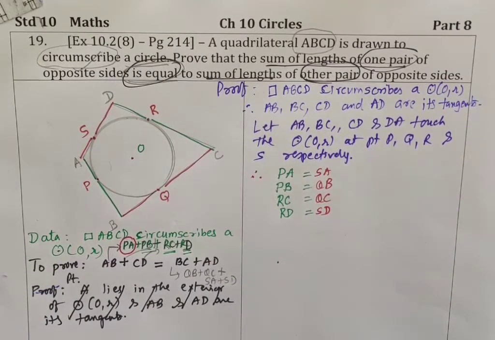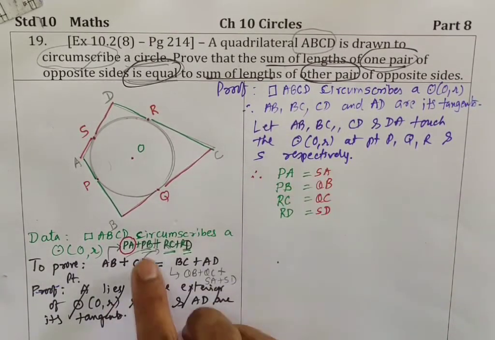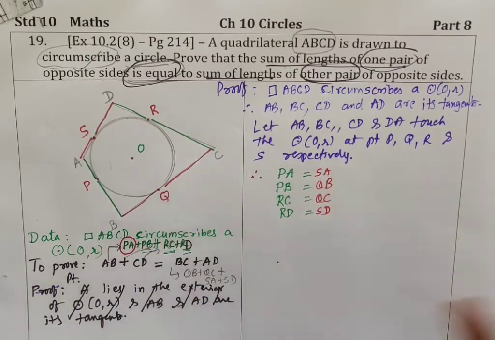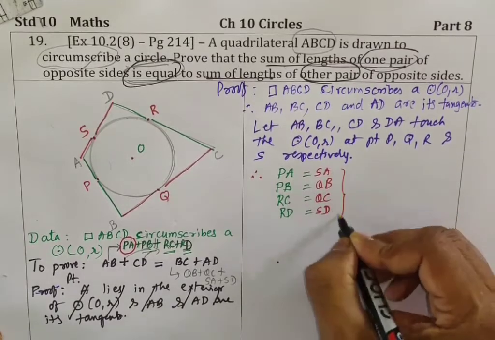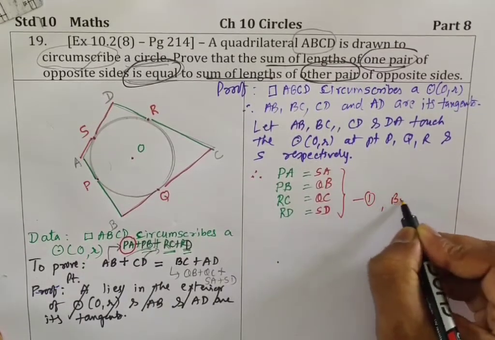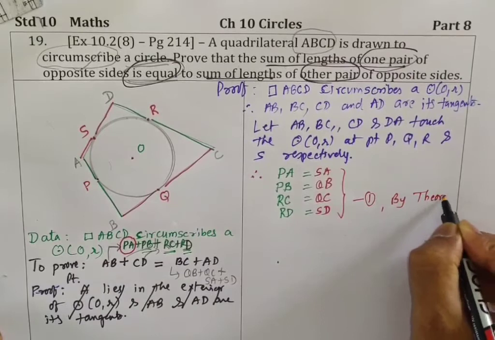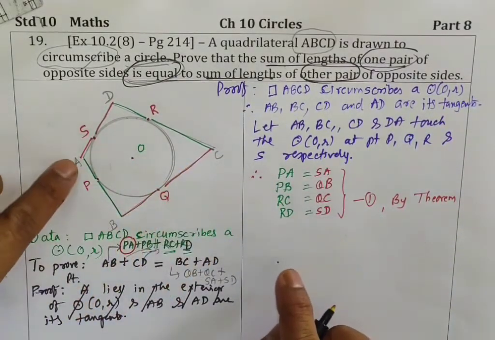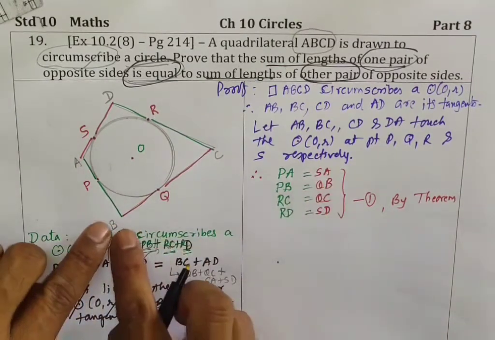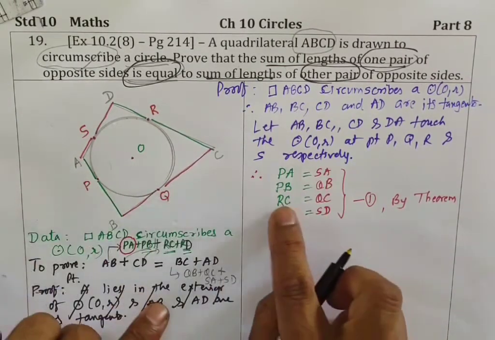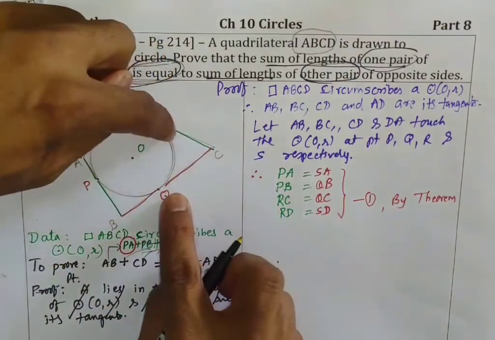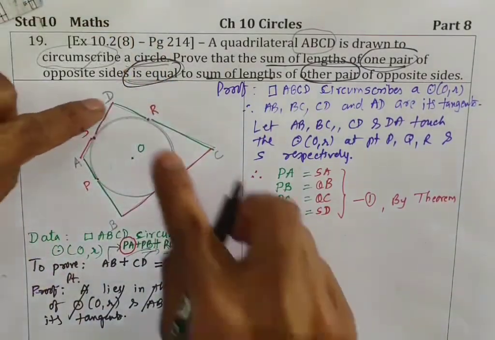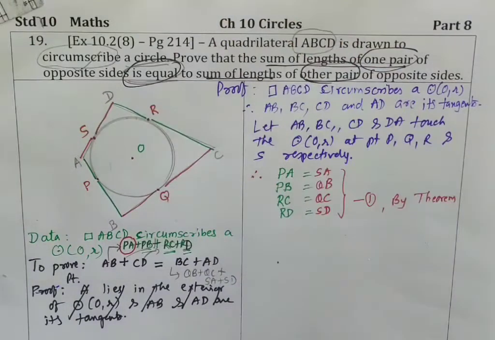Did you notice something? All green paths I wrote on the left hand side and all red paths I wrote on the right hand side. Okay? Call it result 1 by theorem. Correct? PA and SA, length of the tangent from A. PB and QB, length of the tangent from B. RC and QC, length of the tangent from C. And RD and SD, length of the tangent from D. They are equal. Yes, finished.